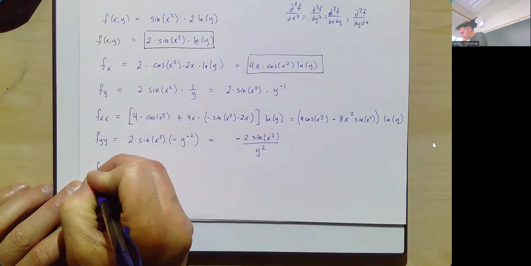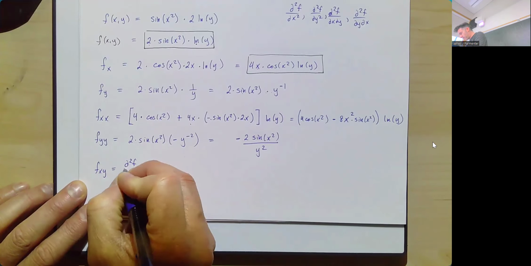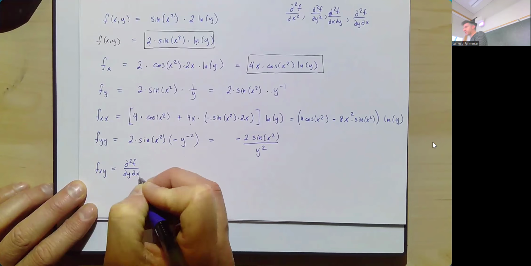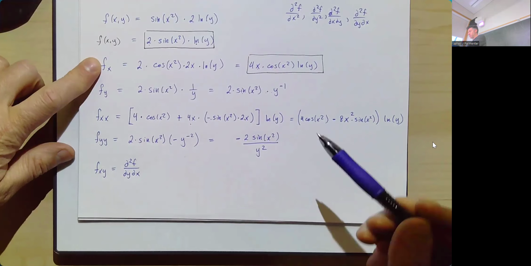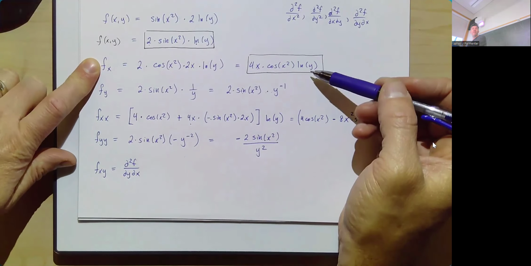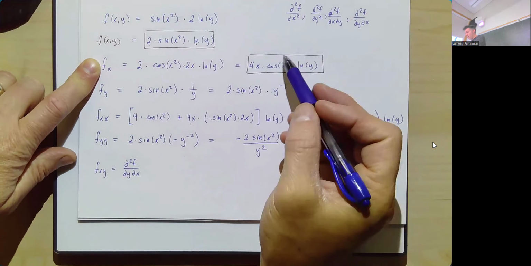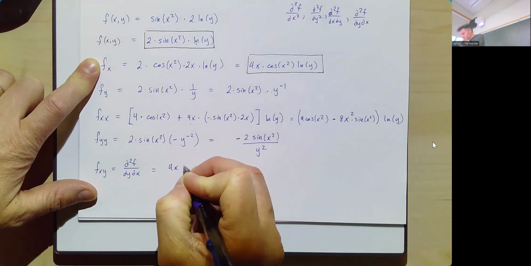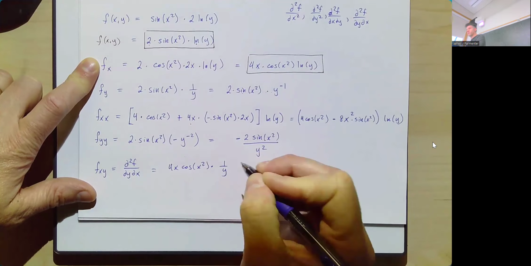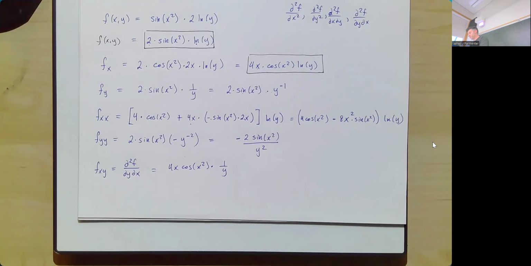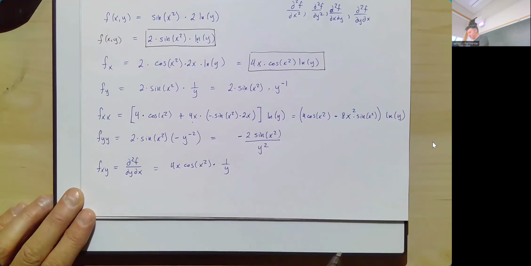So let's do fxy, which I will remind you is the same as del squared f del y del x, meaning you do the partial with respect to x first. There's my partial with respect to x. Then you take the derivative of that with respect to y. That's not too bad. The 4x cosine of x squared is just going to hang out, and then we multiply by the derivative of the natural log of y, which is 1 over y. Not too bad at all, assuming it comes out the same the other way. So let's do the other one.